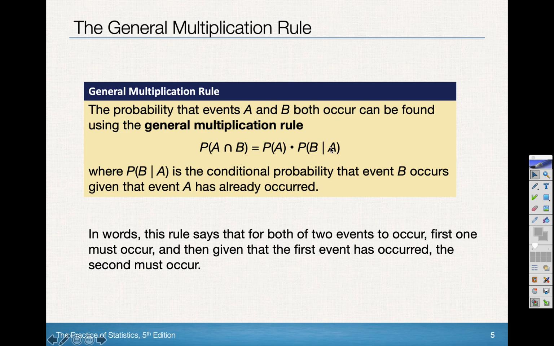And what you'll notice is that the conditional probability here, the probability of event B given event A, if event A doesn't affect event B, then this multiplication rule just becomes the probability of A times the probability of B. And I'll show that in a little bit when we're proving that rule. So this is assuming that event A and B are not independent. Okay.